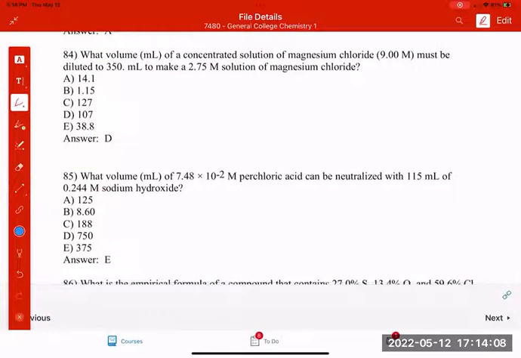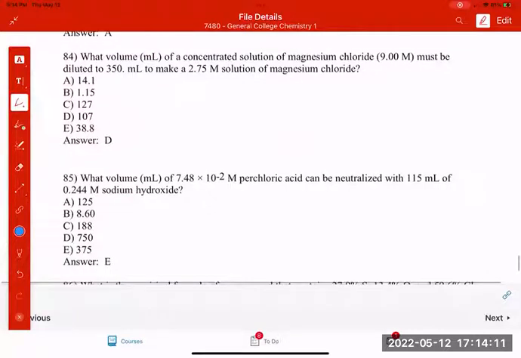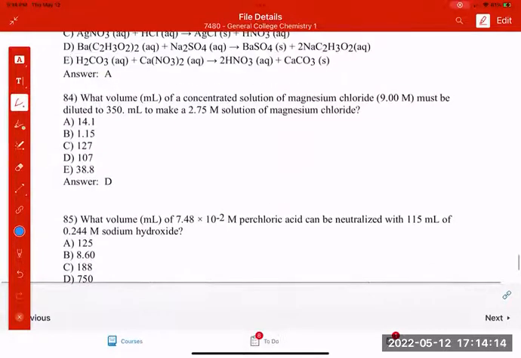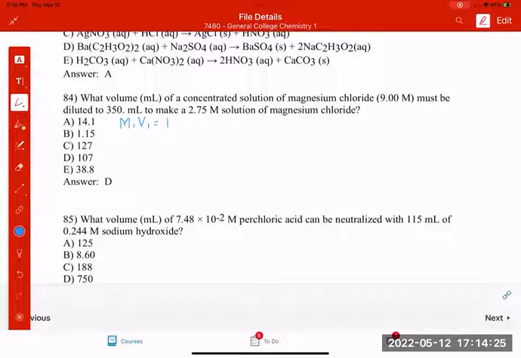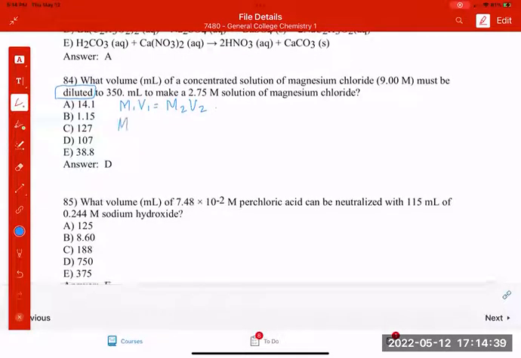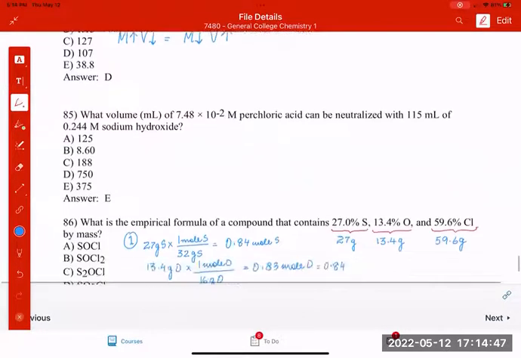Okay, and the last is these are the neutralization reactions. What volume of the concentrated solution of magnesium chloride must be diluted to make, so here you are using the formula M1 V1 is equal to M2 V2. Okay, got it? That's the dilution formula. Anytime you see the word diluted, you use this formula. Diluted, that's a trick. And remember that the higher the concentration, the lower the volume, and the lower the molarity, the higher the volume. So that's like a relationship.